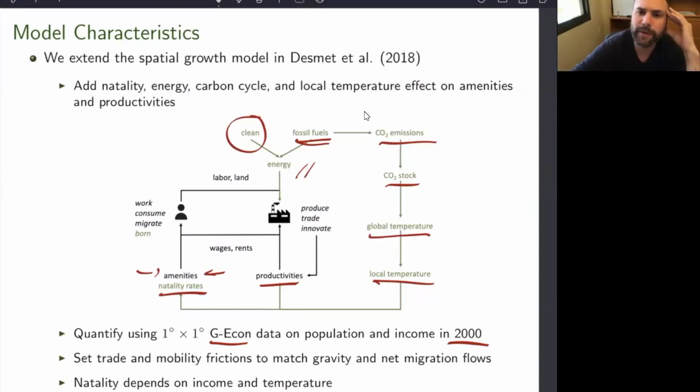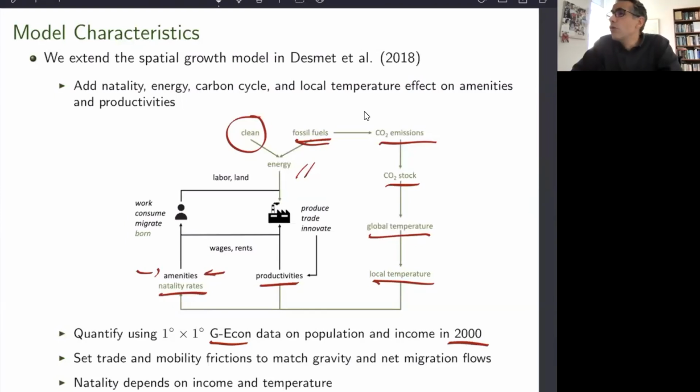Esteban, about that, maybe you can clarify. The clean and the fossil fuels, I could imagine them coming from innovation and research and production. You need to produce and maybe pollute somewhat in order to develop this clean, or is it just an exogenous supply of clean? How do you think about that?